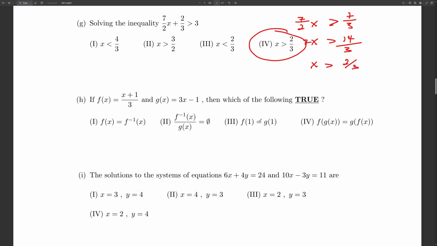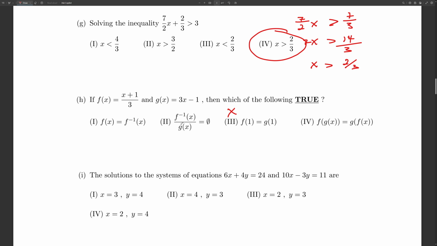This is an easy one to look at. If I put 1 inside here, I get 1 plus 1, which is 2, 2 upon 3. Now g of 1 is 3 plus 3 by 1, which is 3, minus 1, which is 2. So immediately I rule out that this is not an answer. What about this one here? This means I have to go and find the inverse. That's a lot of work, right? Let's look at this one here.